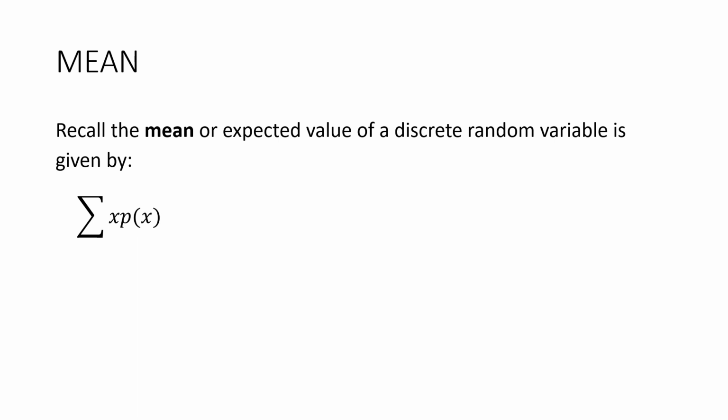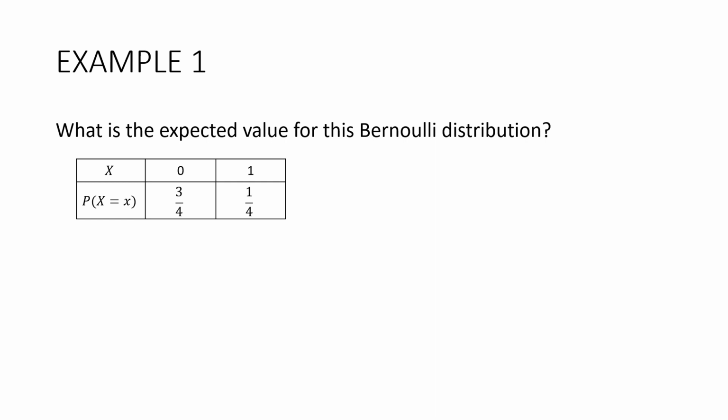Recall the mean or expected value of a discrete random variable is given by this formula here. So we multiply the outcome by its probability and we add them all up. There's only going to be 2 in this case. So we've got the probability of failure multiplied by 0 plus the probability of success multiplied by 1. That first term is always going to be equal to 0, so this is equal to P of 1, which is just the probability of success. Here's an example. What is the expected value for this Bernoulli distribution? We can see the chance of failure is 3/4 and the chance of success is 1/4. We can go 0 times 3/4 plus 1 times 1/4, or we can just use what we just figured out. The probability of success is 1/4, and that is the expected value.